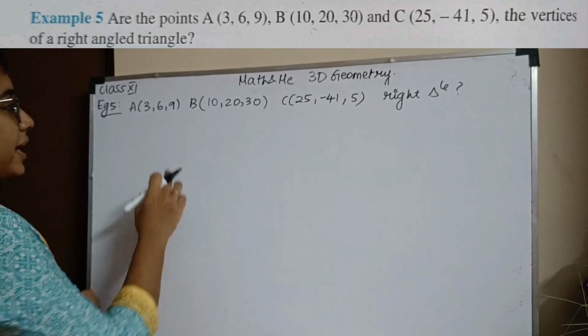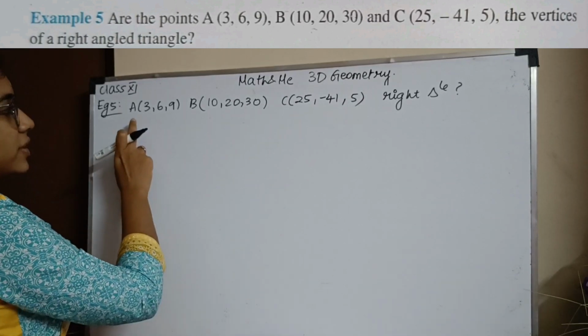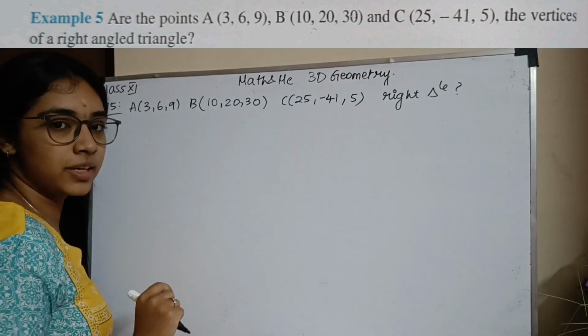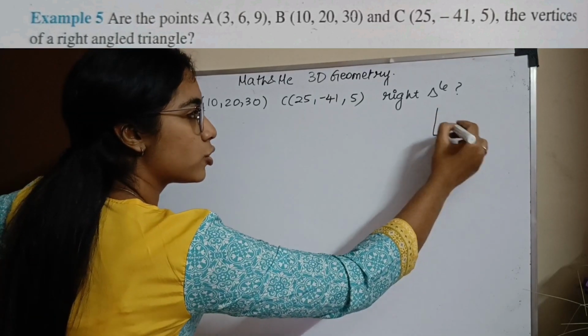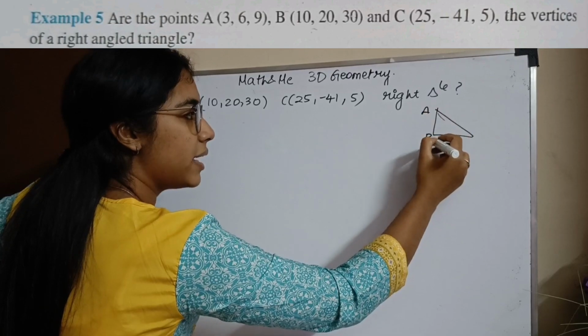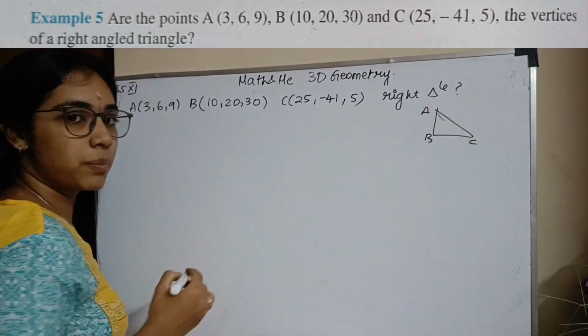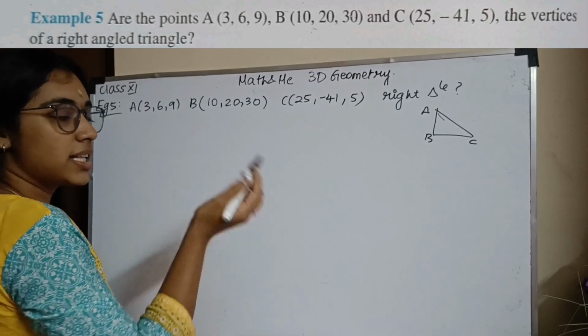Example 5, I have 3 coordinates. So here A, B, C are given. I have to find if these given vertices are vertices of a right triangle. What does right triangle mean? For example, if I have A, B, C to be my right triangle, I want AC square equals AB square plus BC square. Correct? So we are going to prove that.